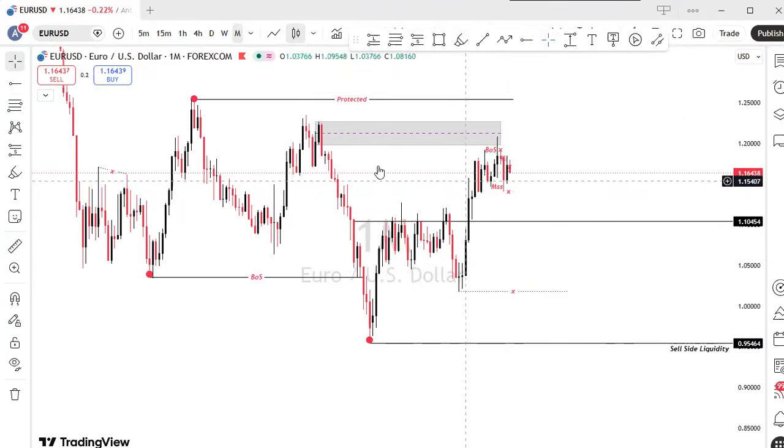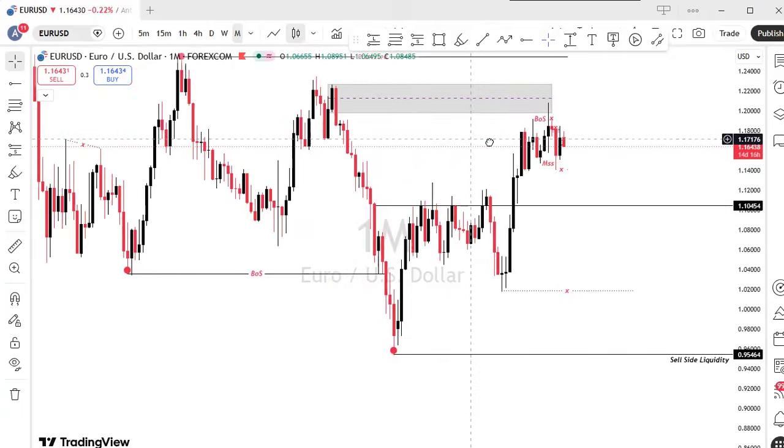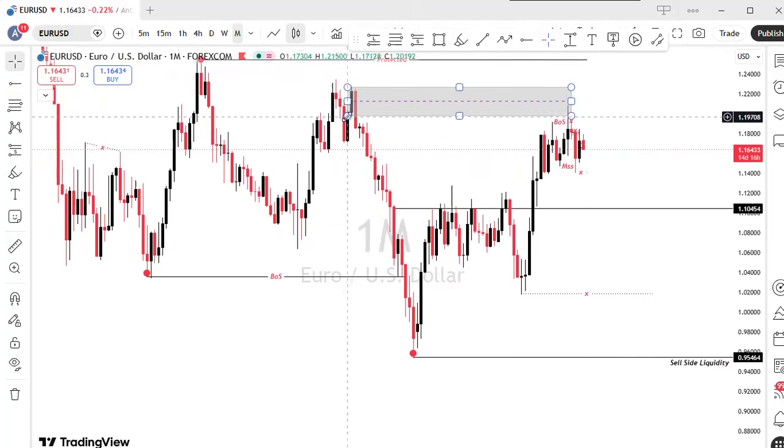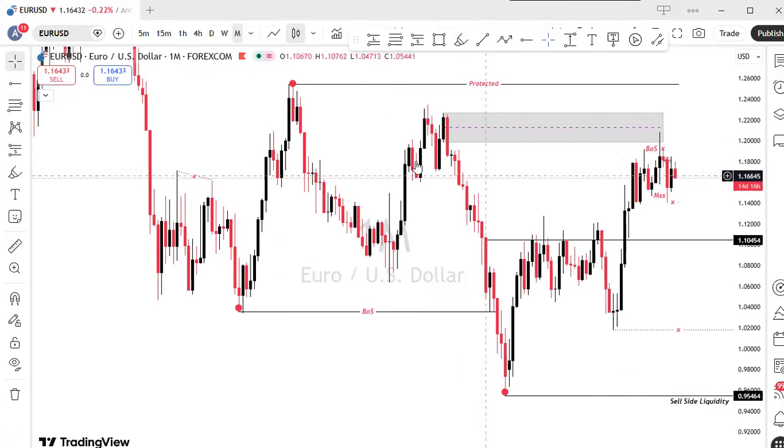Then what do I do now? I will mark my point of interest. If you have been following me for a while, you know very well I do like trading order blocks and fair value gaps. So those are the major points of interest that I do mark. How do I mark my point of interest? How do I mark my order block?